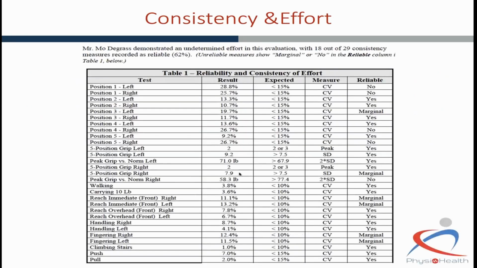This is an example of all the tests. So these are the percents, the variations. Again, for all the positions of the gripping, we have them do it 3 times. So we look at their variation and their scores. Anything over the cutoff is either not reliable, or marginal, like if they're on the cusp, but it's still counted as invalid.